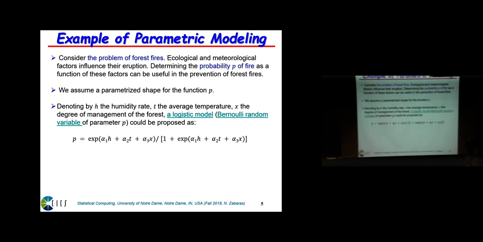As an example, and you can think of millions of different types of examples in your own work, this is a probability that tells you the probability of forest fires. This probability is a logistic model. We will discuss those later on in the course. But basically, you are setting a model that says the probability of fires is this nice function. You have a few factors here that include things like humidity rate, temperature, the degree of management of the forest, etc. But there is a bunch of parameters, alpha 1, alpha 2, alpha 3. So this is a parametric model, right? And eventually our objective in this lecture today will be, from some observations of when fires take place, to compute these parameters alpha 1, alpha 2, and alpha 3.